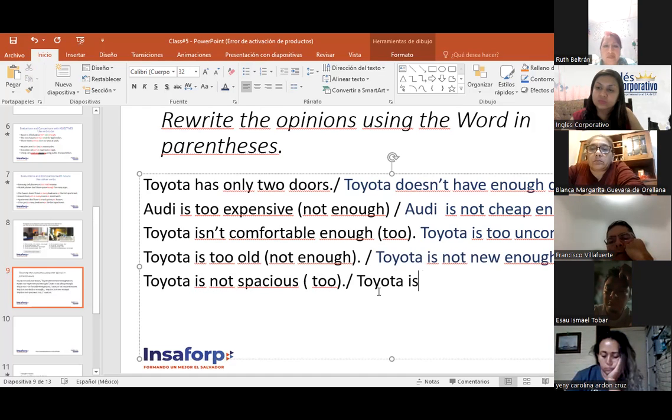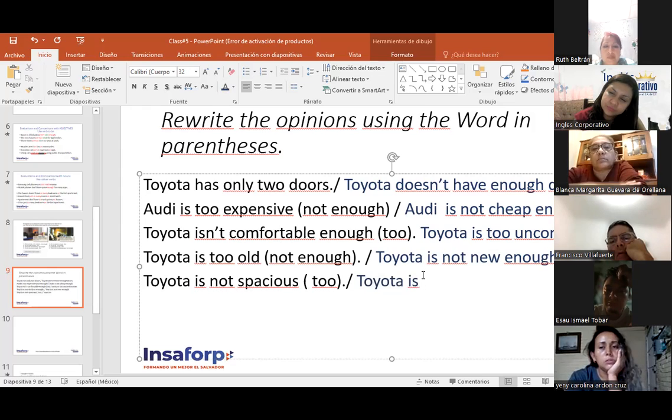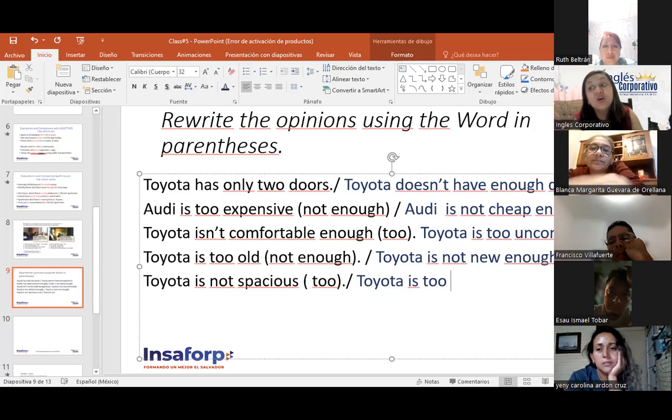Toyota doesn't have... too small. Toyota is too much spaces. Small. Okay, it's too small. Yeah, the opposite of spacious.